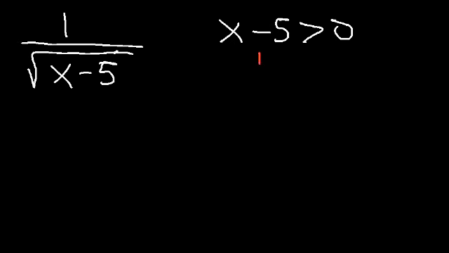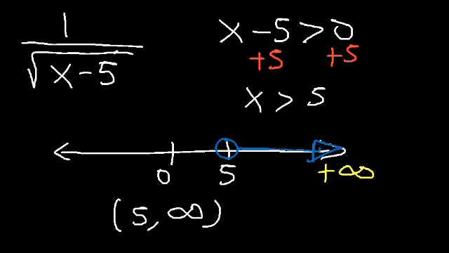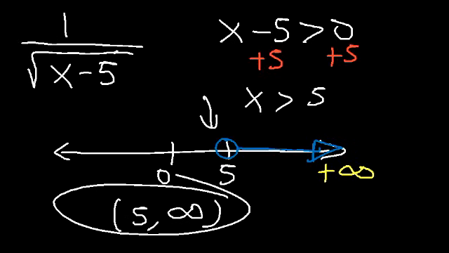So if we add 5 to both sides, x is simply greater than 5. So now to plot the solution on a number line, this time we're going to have an open circle instead of a closed circle, and we're going to shade to the right. Now we still have positive infinity on the right side. So the domain for this function is going to be 5 to infinity. Now since we have an open circle, we're going to use the parentheses. In the last example, it was a closed circle, and it's associated with the use of a bracket. So this is the answer, 5 to infinity.